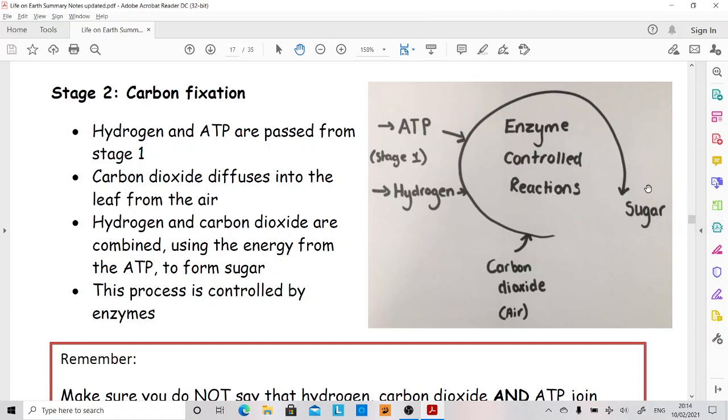So if we imagine this is a big process, what's happening is that ATP, which is the energy, and hydrogen, which came from the split water, these two products from the first stage arrive at the second stage in order to get it to work. So the second stage needs these two products. ATP is there to be the energy to join together hydrogen from stage 1 and carbon dioxide that's coming in out of the air. Carbons, hydrogens and oxygens get combined together to make this sugar, which is glucose. And ATP is there to provide the energy to combine these two chemicals together.